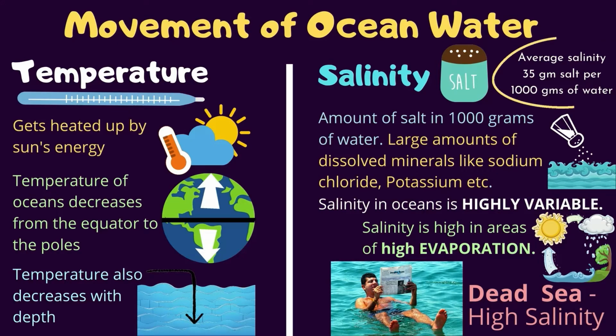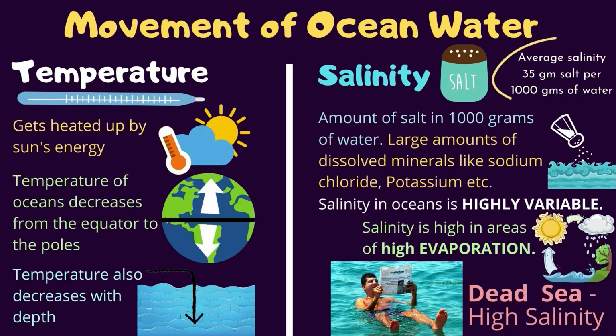The next thing is salinity. Salinity is all about salt. You can see salt written there. So what is the average salinity of ocean water? It's 35 grams of salt in 1000 grams of water. So what is salinity of ocean water? Salinity of ocean water means the amount of salt in 1000 grams of water, and the average salinity is 35 grams of salt in 1000 grams of water.